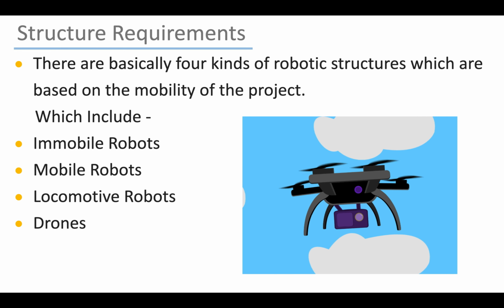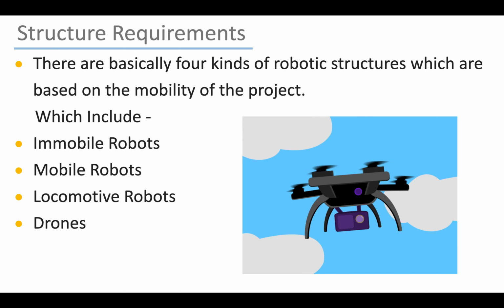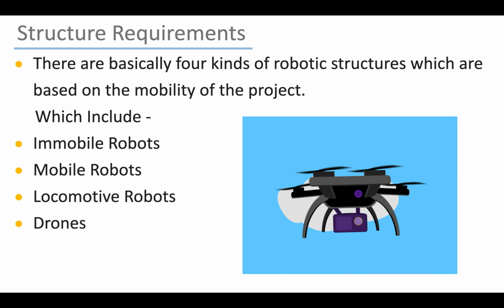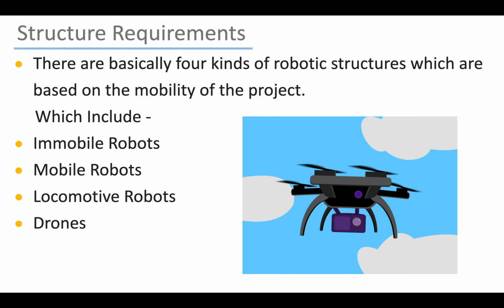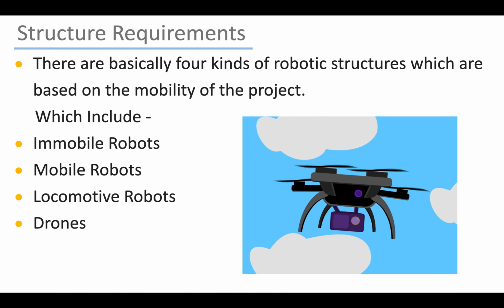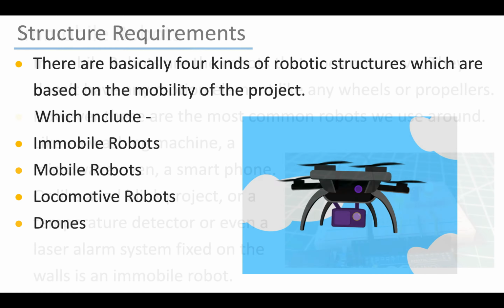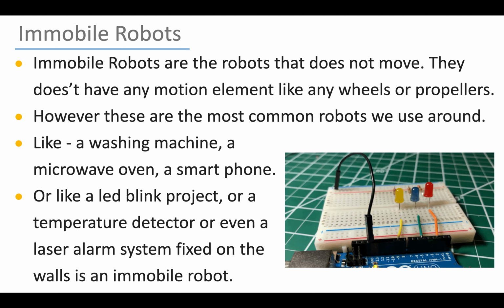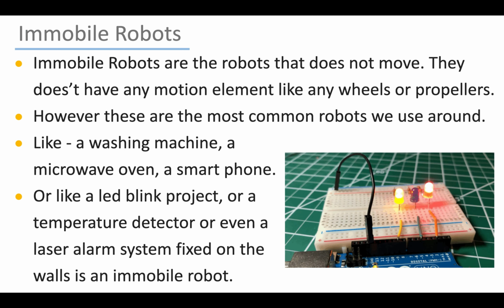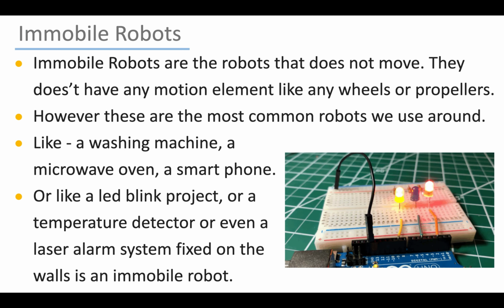So there are basically 4 kinds of robotic structures, which are based on the mobility of the project: immobile robots, mobile robots, locomotive robots, and drones. Immobile robots are robots that do not move. They don't have any motion element like wheels or propellers.